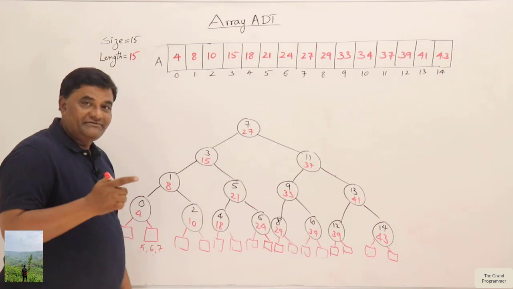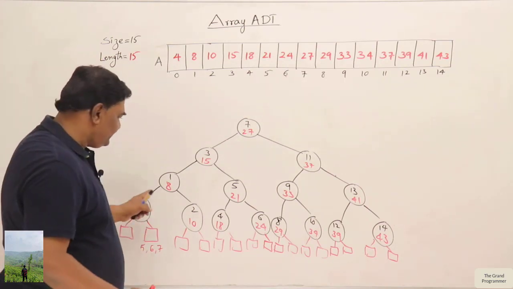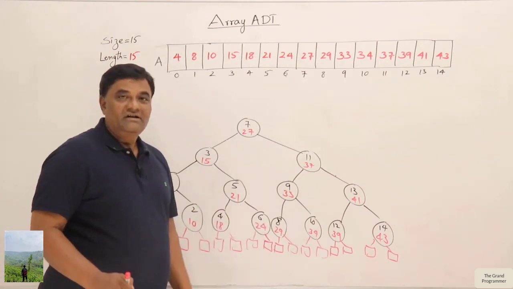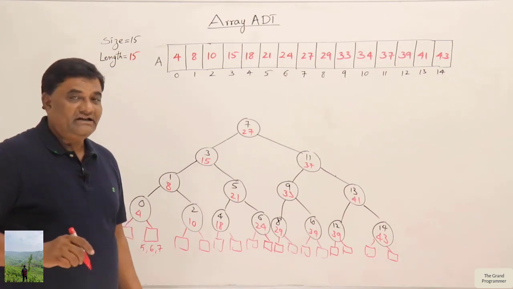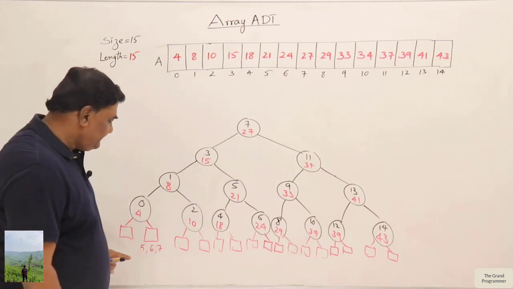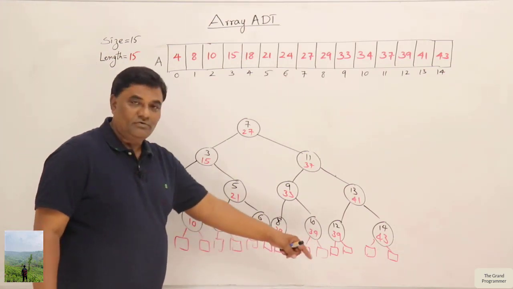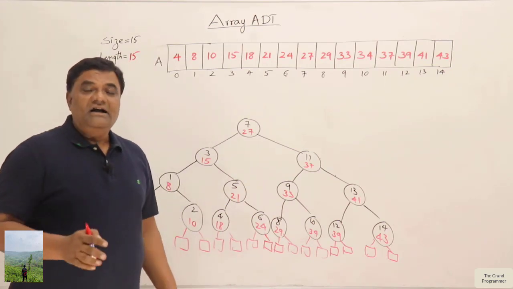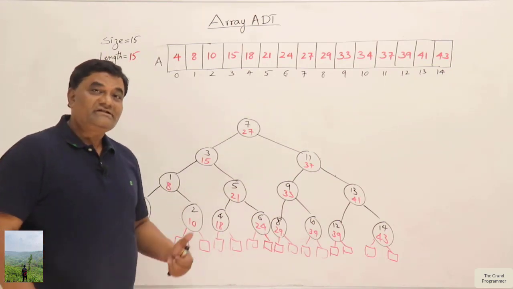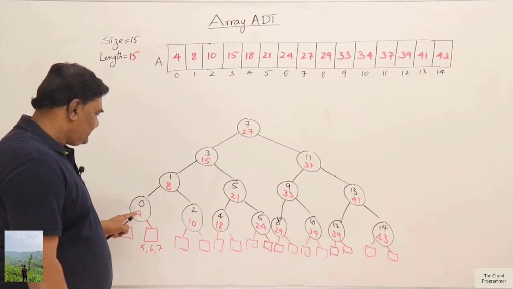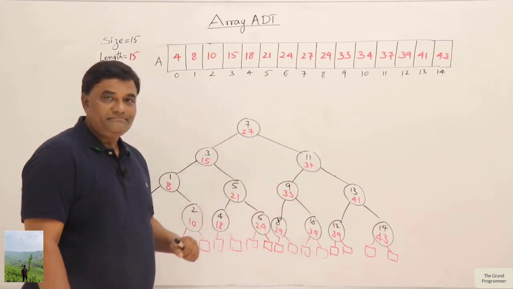Successful search is if the element is found. So that is represented by these circular nodes. And unsuccessful search is element is not found. That is represented by these square nodes. For finding the average case time for successful search, we have to consider these internal nodes.